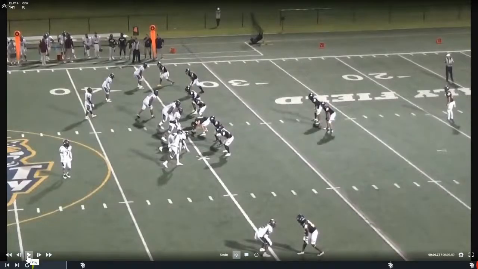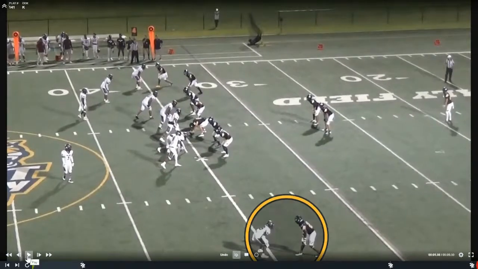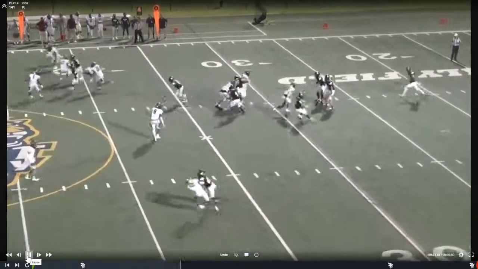We have another punt play with a foul here on the outside. Watch this matchup as the punt travels downfield.